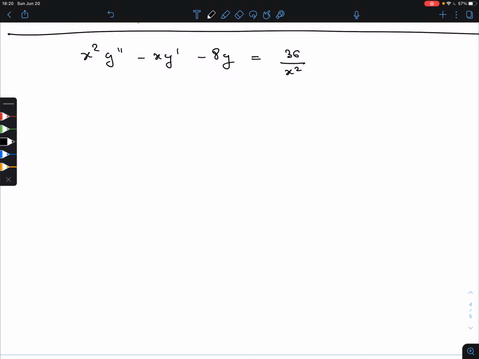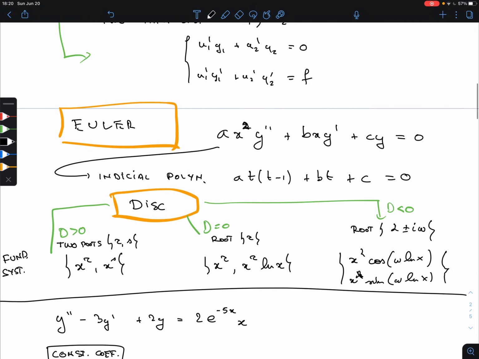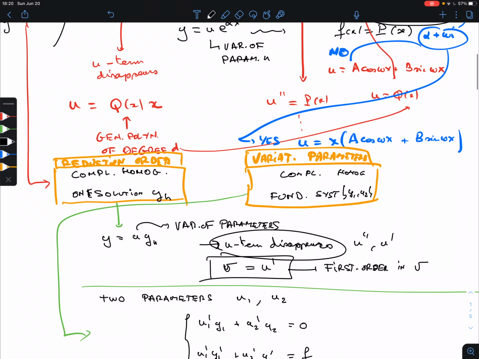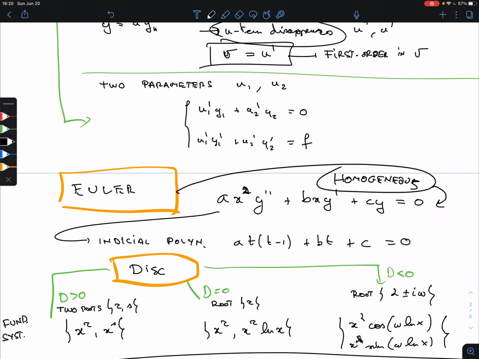Now, let's think about this. This is not linear, this is not constant coefficients. So what we need to do is reduction of order or variation of parameters. And Euler, by the way, I should point this out, we have only done homogeneous. An Euler equation is always homogeneous, at least as far as the way that we have dealt with it.